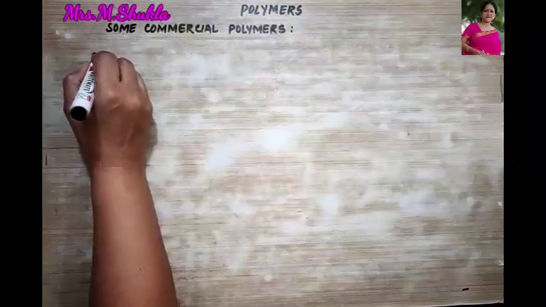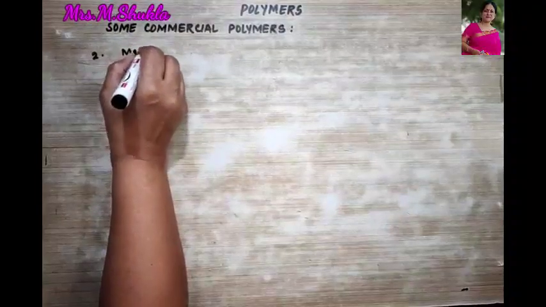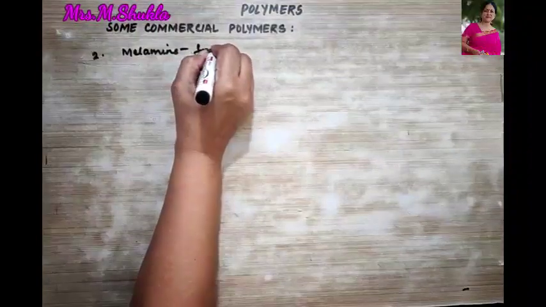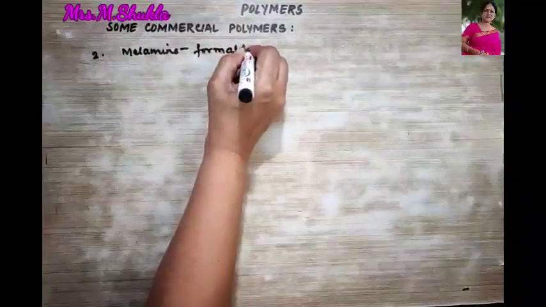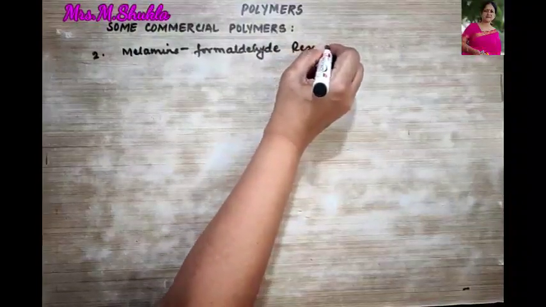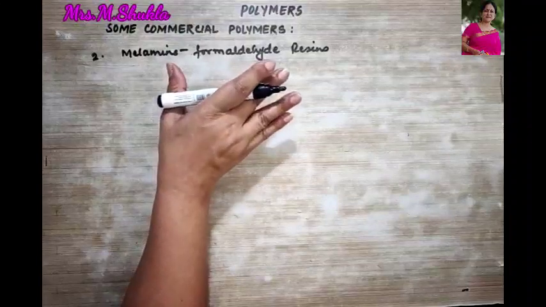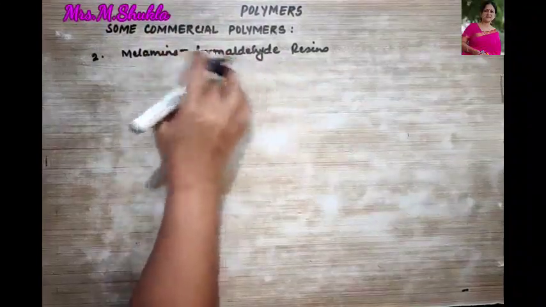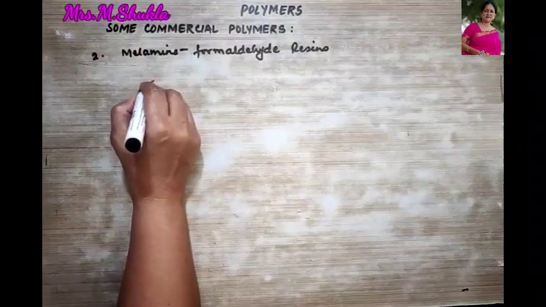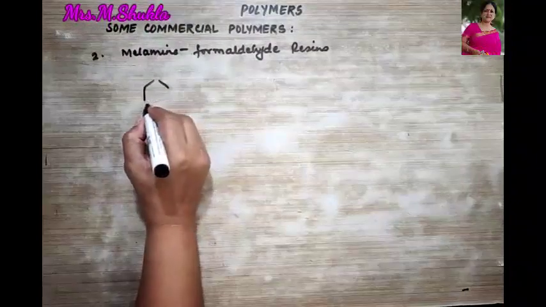The second type of polymer that we are going to do today is melamine formaldehyde resin. Okay, and this is obtained by the polymerization of melamine and formaldehyde, as the word suggests. So what is melamine? Let us understand what is melamine.